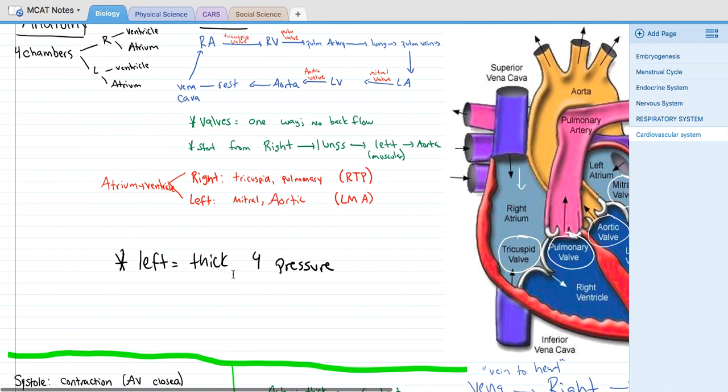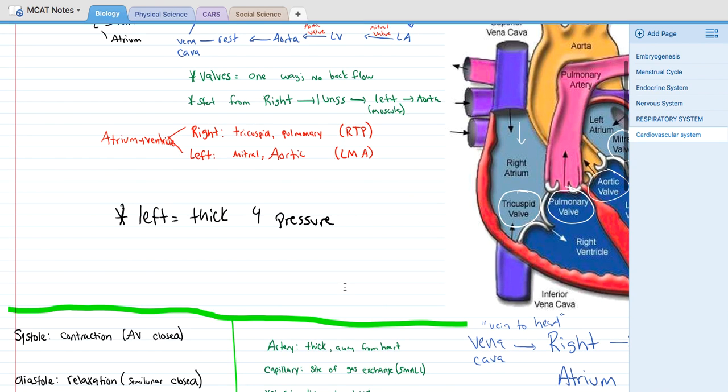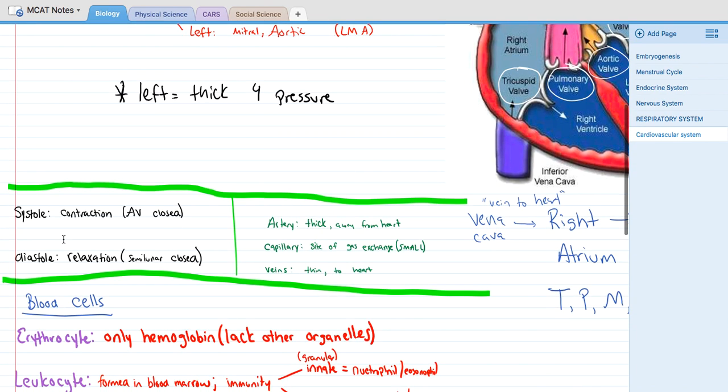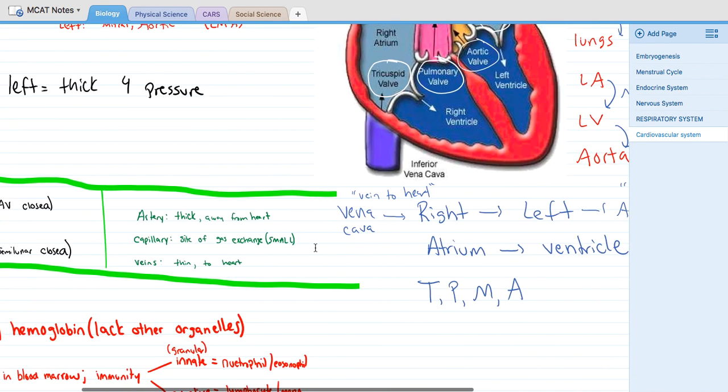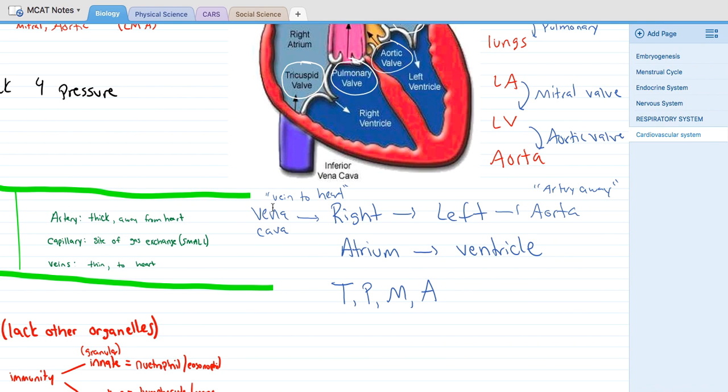The left has to be thicker because of pressure. So usually blood will go from the atrium to the ventricle. Right is tricuspid, pulmonary; left is mitral, aortic: RTP LMA. Vena cava to right to left, aorta, atrium, and then ventricle.